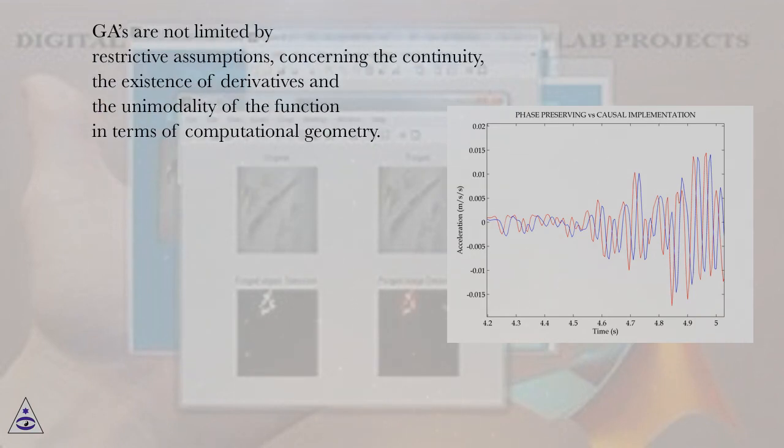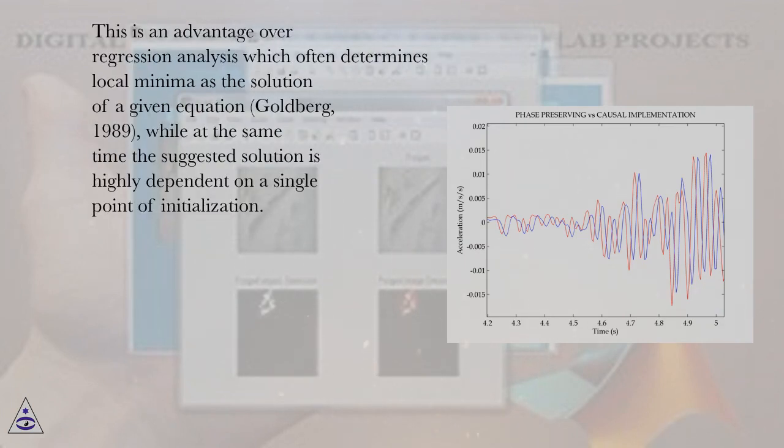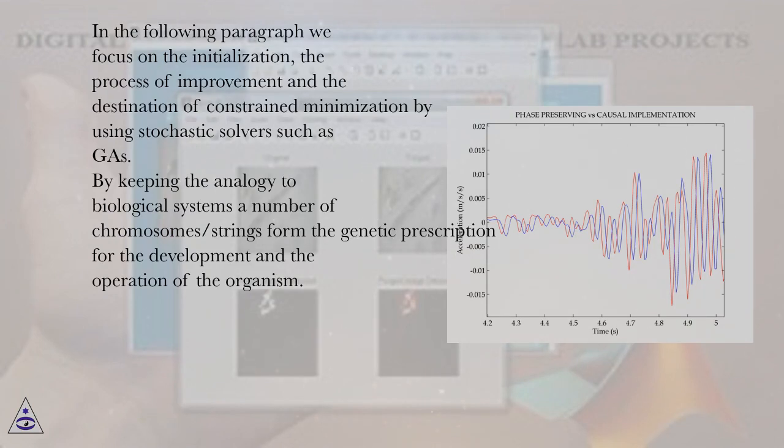GAs are not limited by restrictive assumptions concerning the continuity, the existence of derivatives and the unimodality of the function in terms of computational geometry. This is an advantage over regression analysis, which often determines local minima as the solution of a given equation, Goldberg, 1989, while at the same time the suggested solution is highly dependent on a single point of initialization. In the following paragraph we focus on the initialization, the process of improvement and the destination of constrained minimization by using stochastic solvers such as GAs.